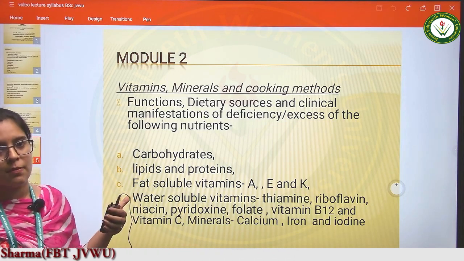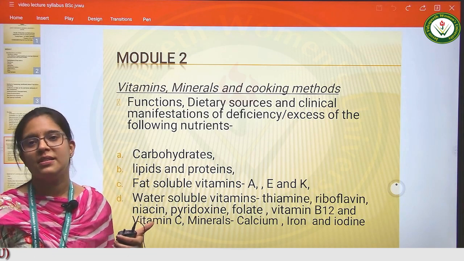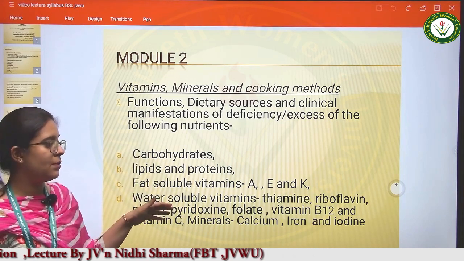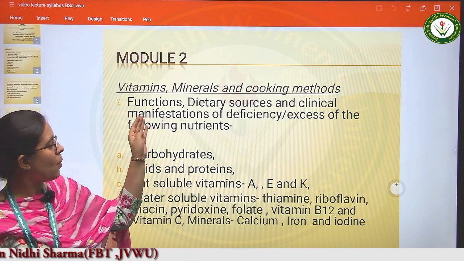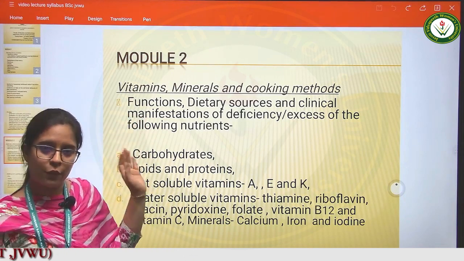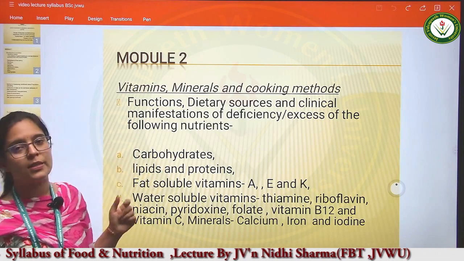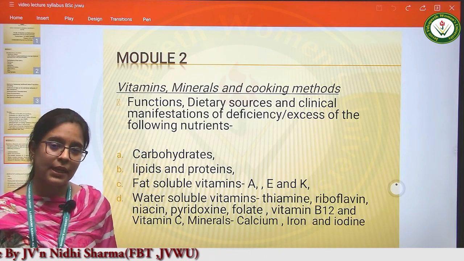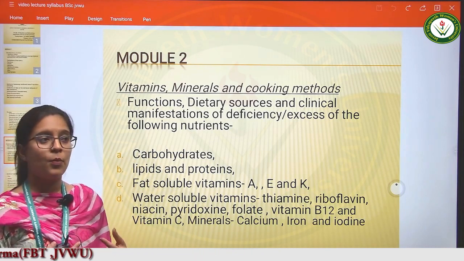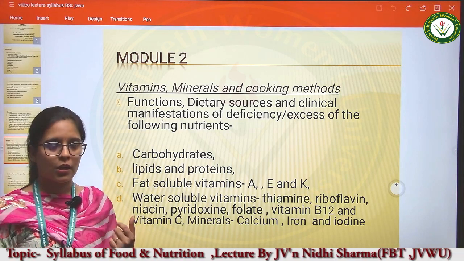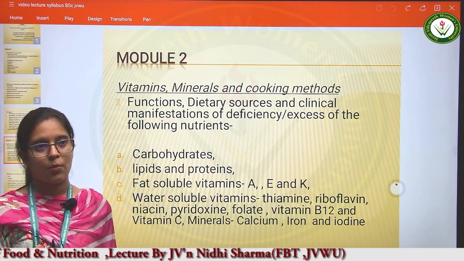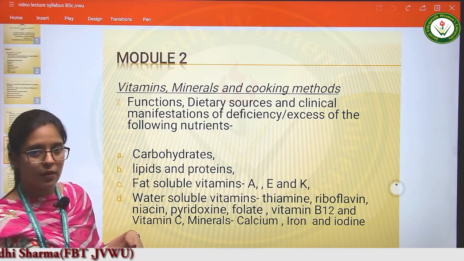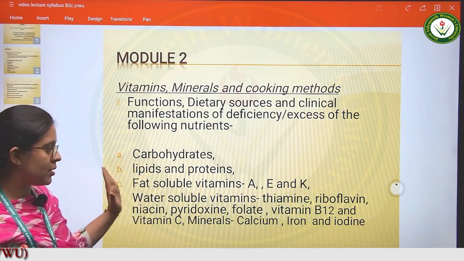In vitamins and minerals, if I classify vitamins, there are two types, water soluble and fat soluble. So we will deal with all the vitamins and minerals, and in this unit we also learn not only the food sources but also the functions of various vitamins, what role they play in our body, and what happens in toxicity, if their excess occurs. Suppose we are consuming a vitamin and excess of that vitamin occurs in our body, then what will happen, and what will happen if there is deficiency of a vitamin or mineral or any of the nutrient.